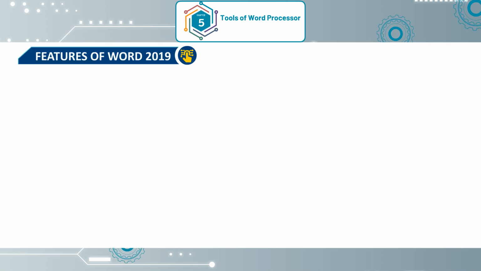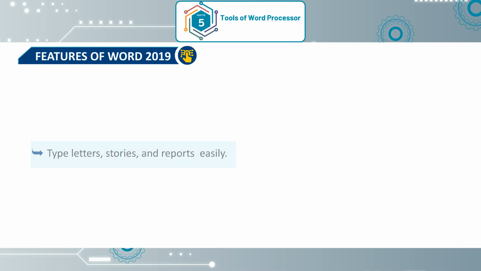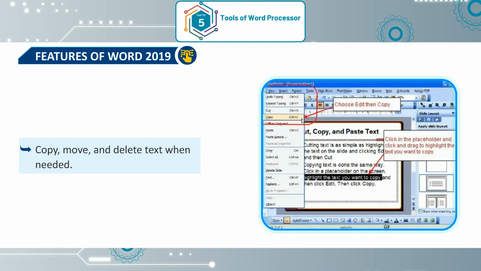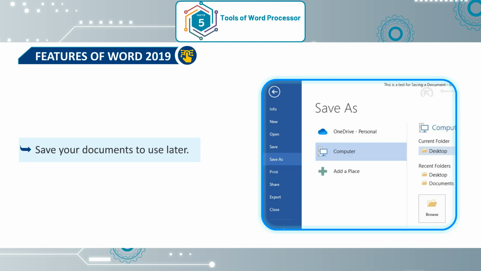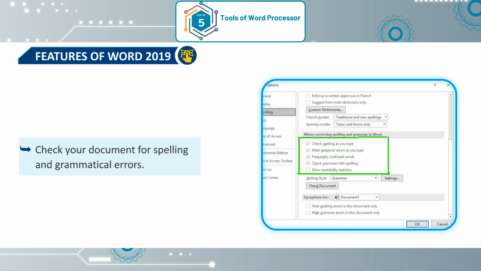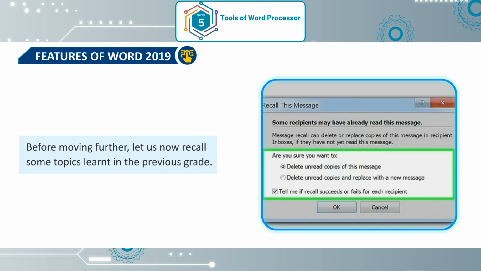Features of Word 2019. The Word program is developed by Microsoft. You can use it to type letters, stories, and reports easily. Copy, move, and delete text when needed. Save your documents to use later. Change how text looks, like making it uppercase or lowercase. Check your document for spelling and grammatical errors. Insert pictures in your document. Before moving further, let us now recall some topics learned in the previous grade.